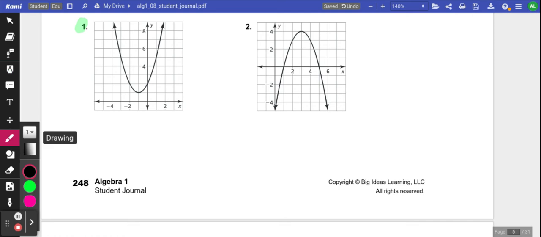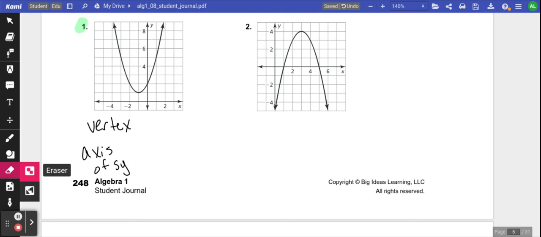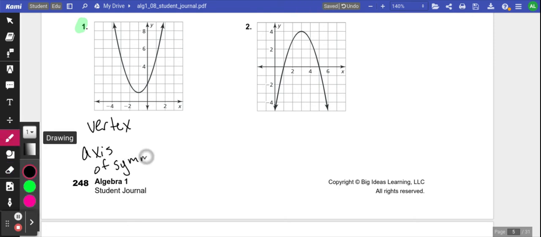It gives you some graphs. So, vertex and axis of symmetry. Did I just spell symmetry wrong? Yes, two M's. That's why spelling doesn't count in math. Symmetry. Important thing to remember: the vertex is always a point. The axis of symmetry is always a line, and the equation for that line is always x equals something.